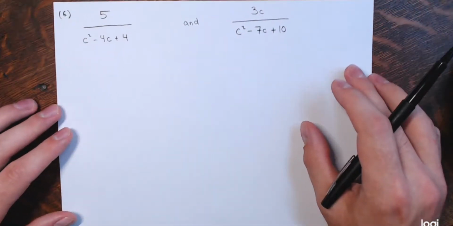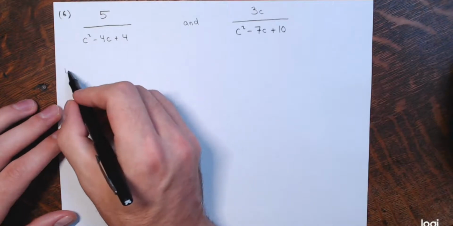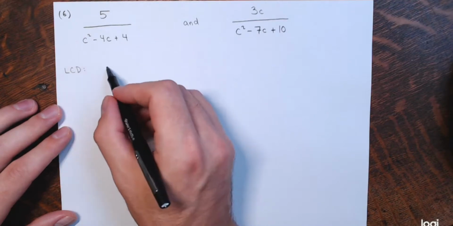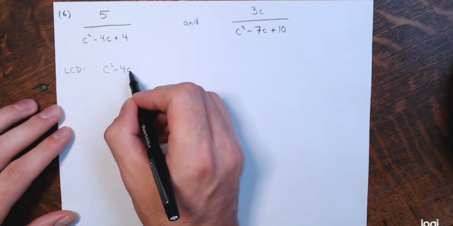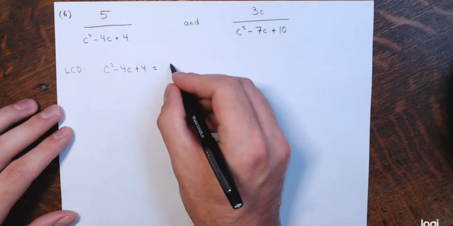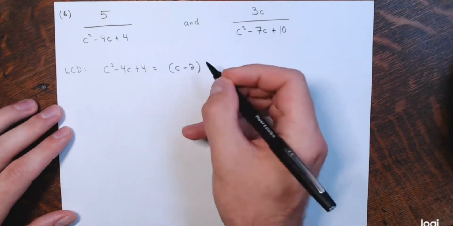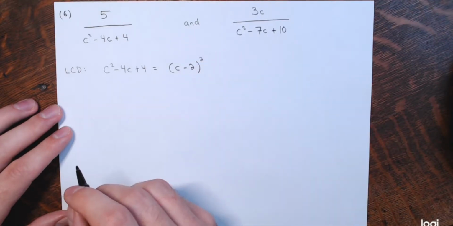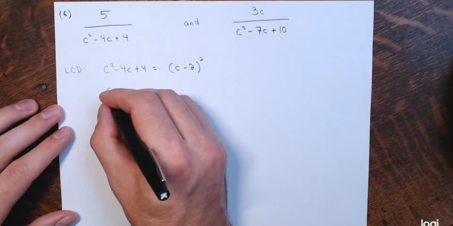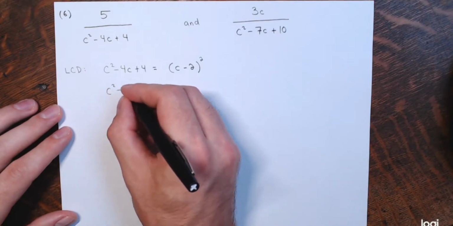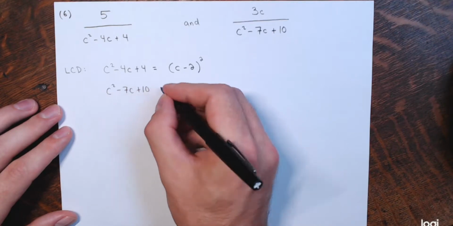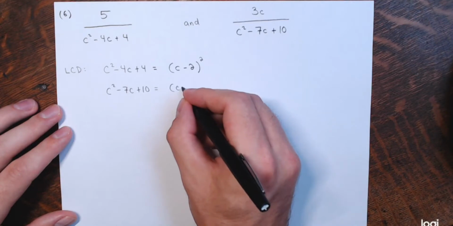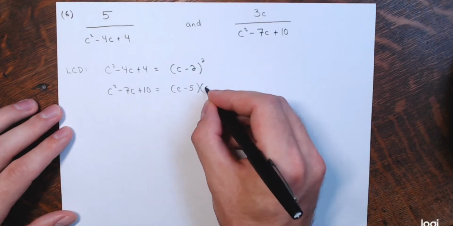Same instructions. Example 6. First, let's find the LCD. First denominator here, c squared minus 4c plus 4. That's c minus 2 times c minus 2 again, so c minus 2 to the second power. And then the other denominator, c squared minus 7c plus 10. This would factor to c minus 5 times c minus 2.